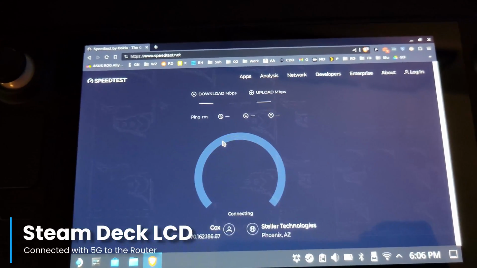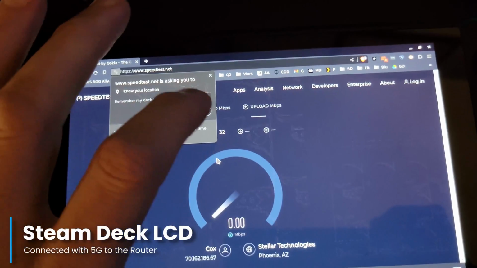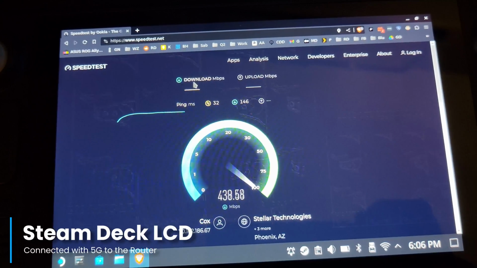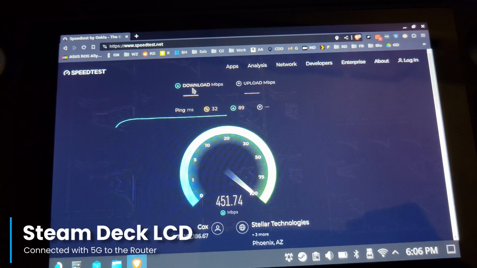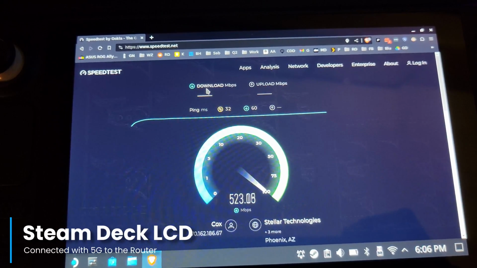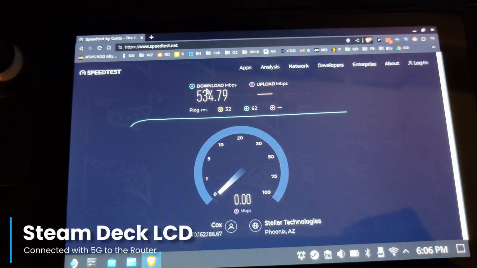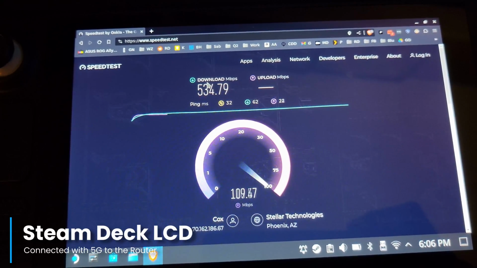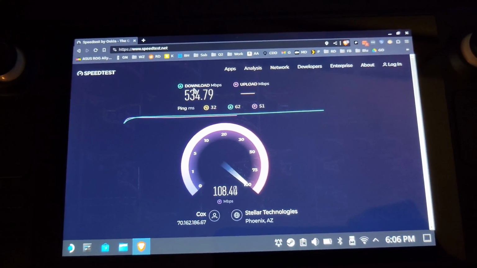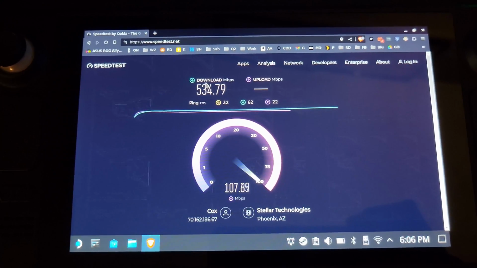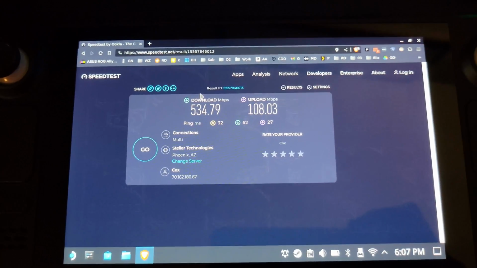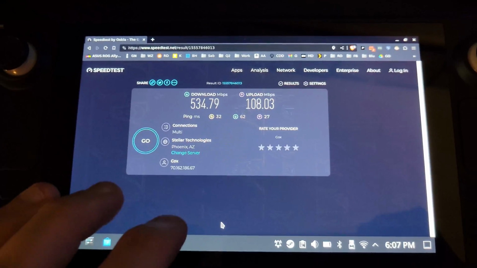So we're gonna do a speed test here. This is the LCD deck, of course, you can tell by the white analog sticks. And this is Cox Communications, 1 gigabit Ethernet package, 1 gigabit package. And our down speed clocks in at 534.79. All right, let's check our up speed. All right, 108.03, very respectable on both numbers.